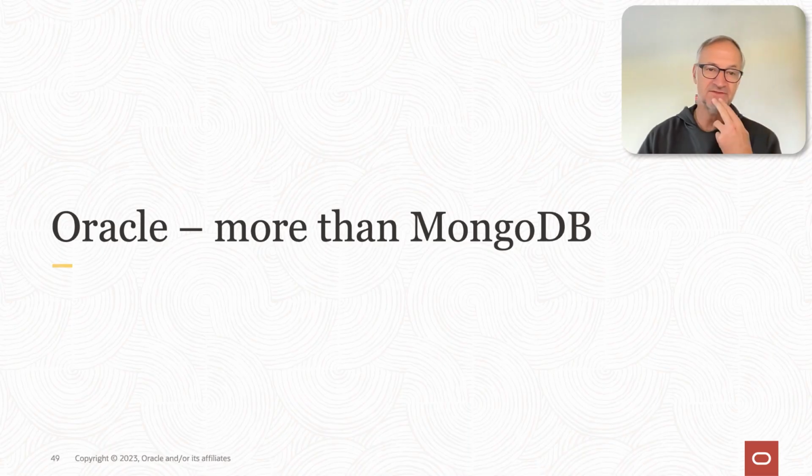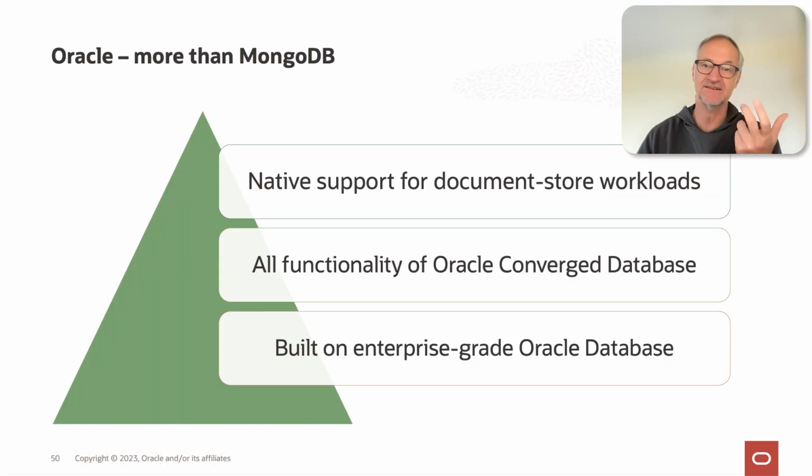We generally believe that with Oracle, you get more than what you get with MongoDB, because we have the native support for document store workloads. And that is built on all the functionality of the Oracle Converged database, which is the enterprise-grade Oracle database that you all probably know and use, right? So it's really a staggered thing, and you have seen it. We were using SQL against our documents, but you could also use everything else that is in the Converged database to work against your document store data.